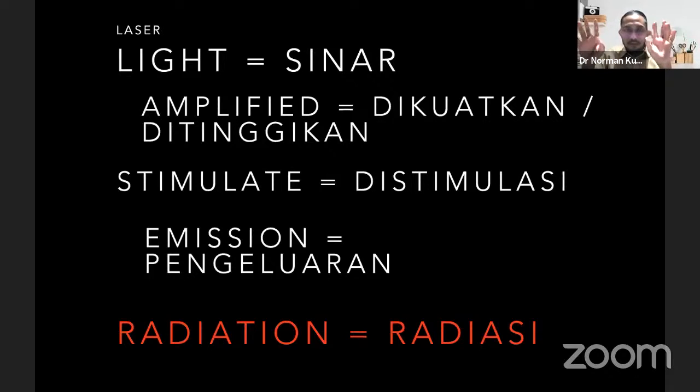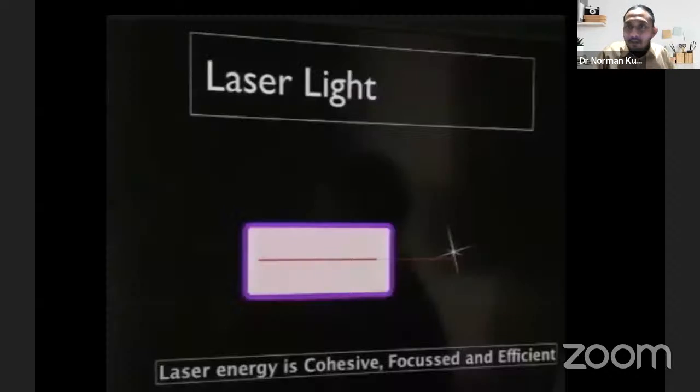between the medium on the left and right, so the laser light will come through. The light amplified by stimulated emission comes through from the hole. So that is what we call a laser. It's a radiation, but it's not an ionizing radiation.